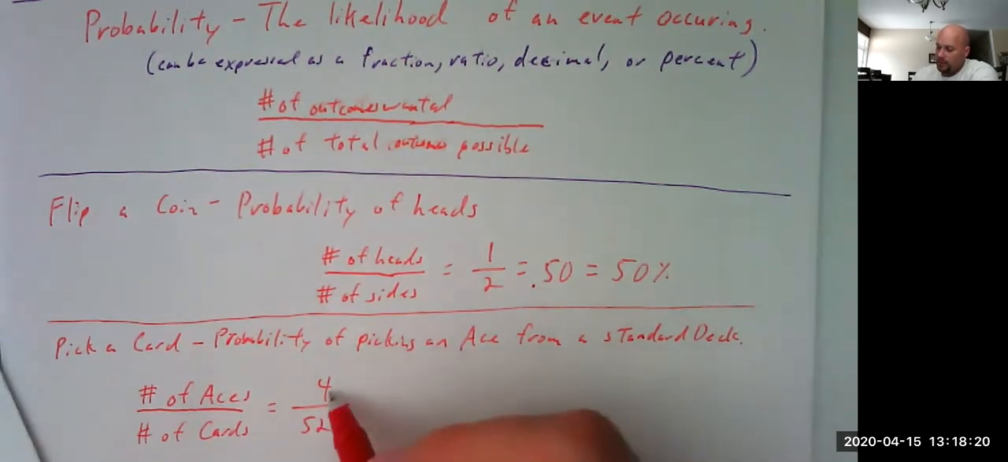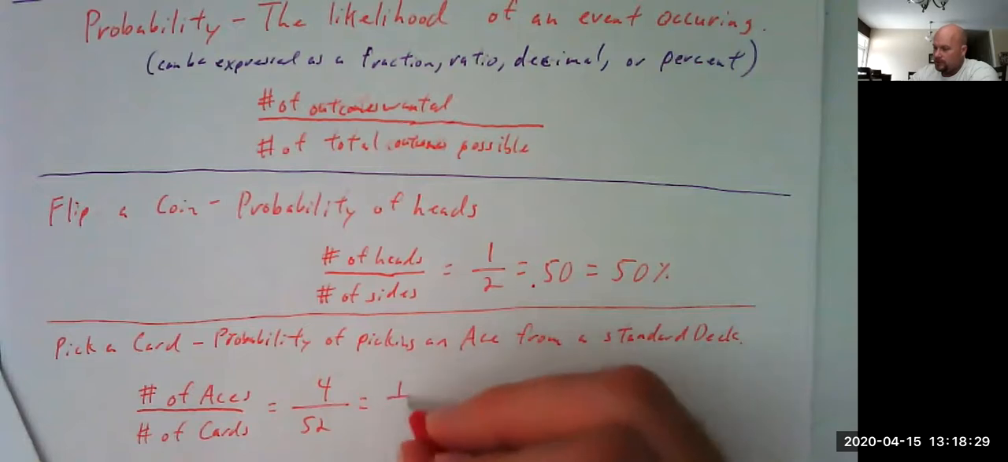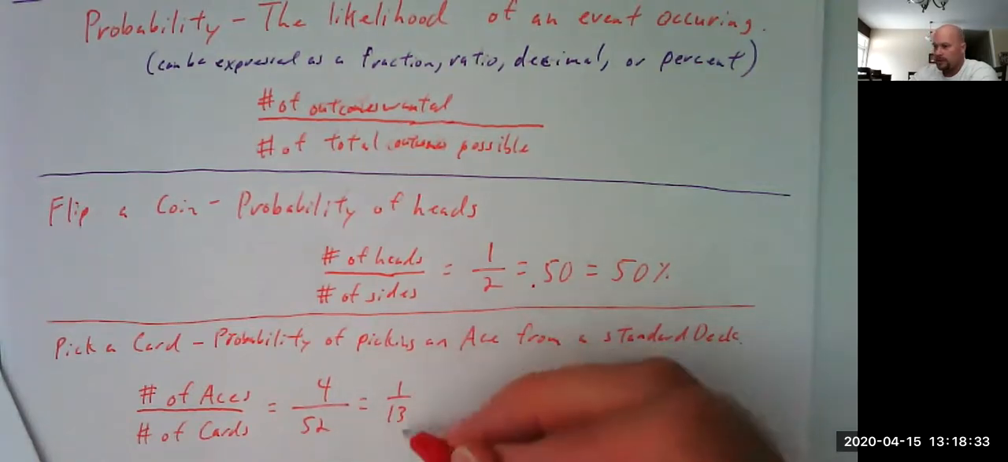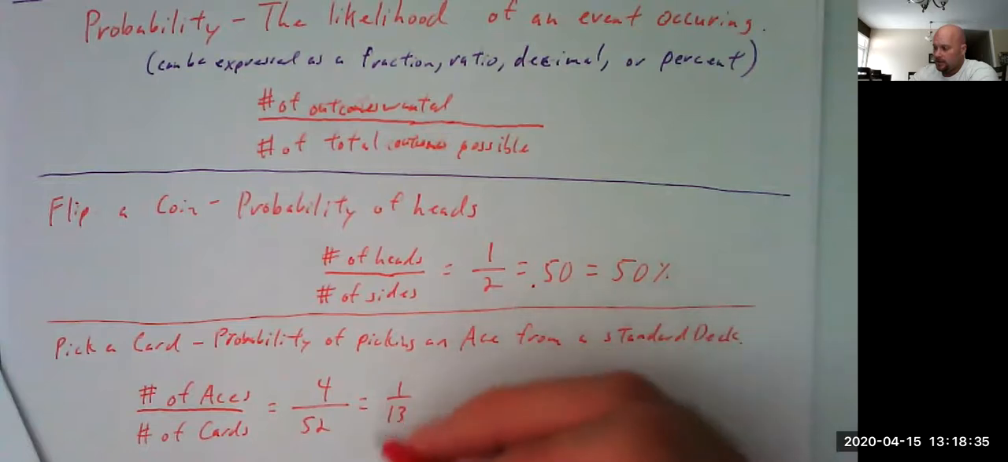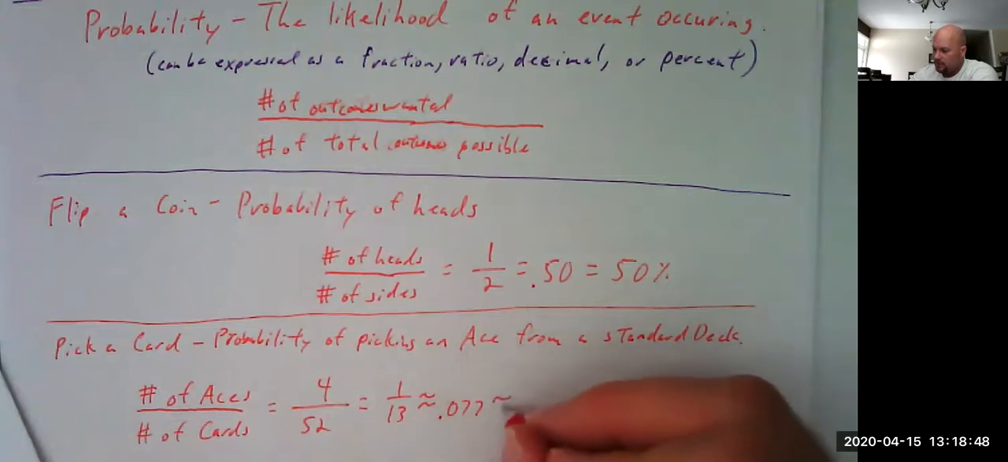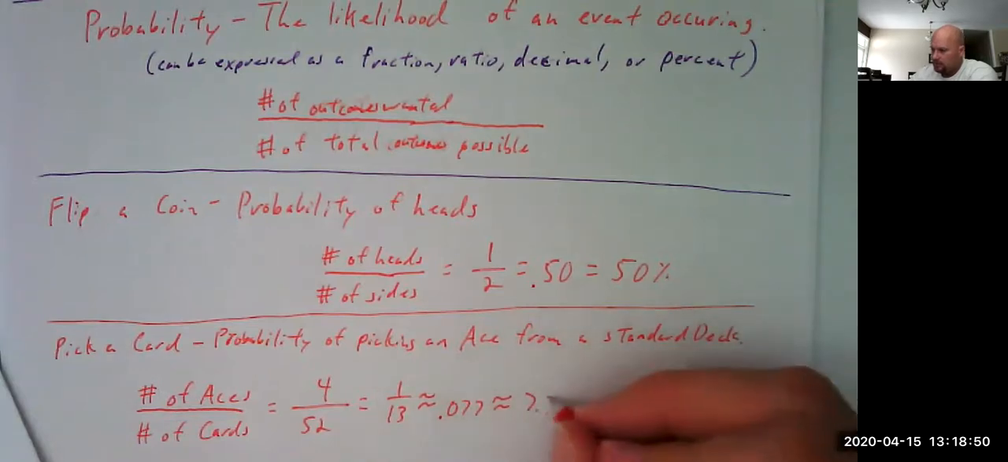So you have 4 possible outcomes that you want of picking an ace out of 52 possible outcomes, because there's 52 cards. Now you can reduce that as well. And you should always reduce your probability. So 4 out of 52 or 1 out of 13. And again, another way to look at this number is we have 1 ace out of 13 cards in a suit. So we could represent that with a decimal, 0.077 or 7.7%.